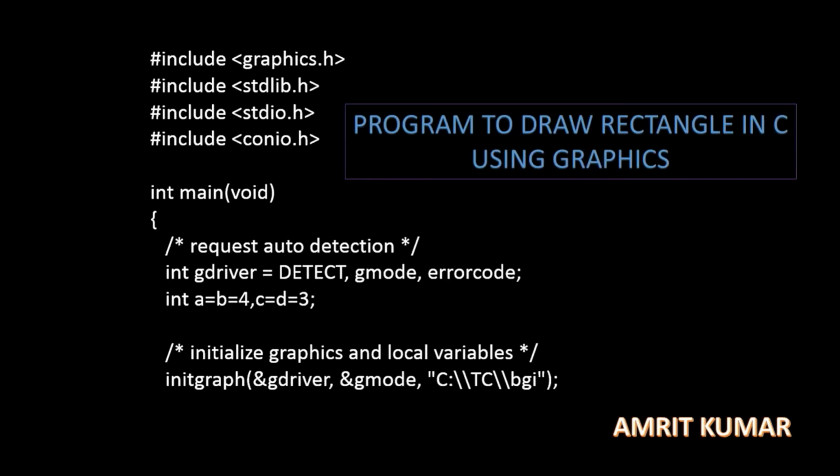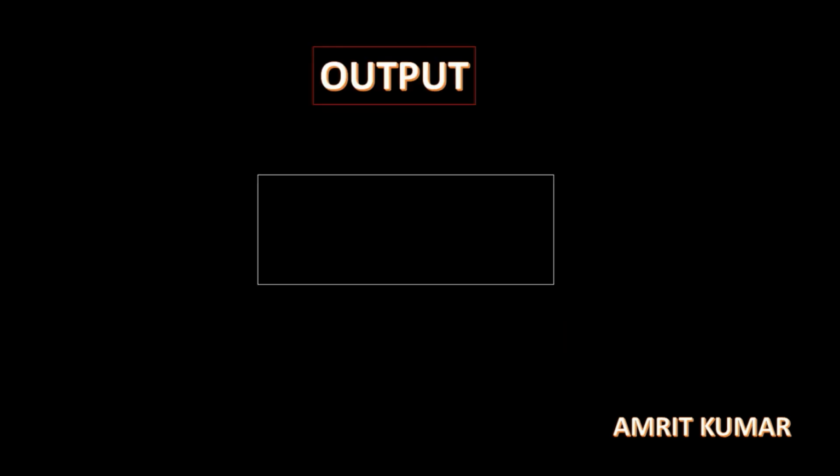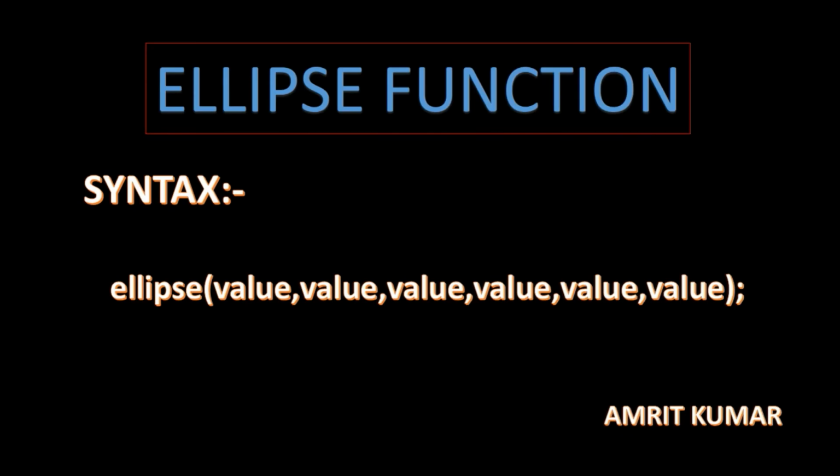Now we are going to learn how to draw an ellipse in C language. So let's look at ellipse graphics in C language. In this lecture we will learn how we can draw an ellipse in C language with the help of a function that is known as the ellipse function. So let's look at the ellipse function.